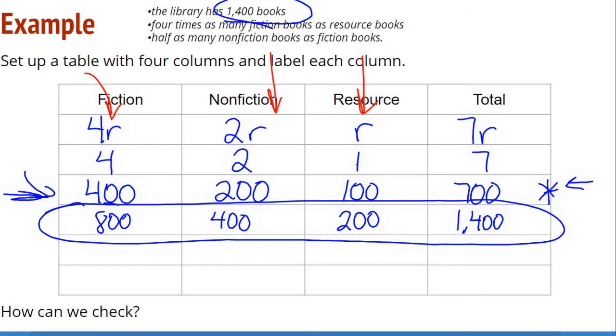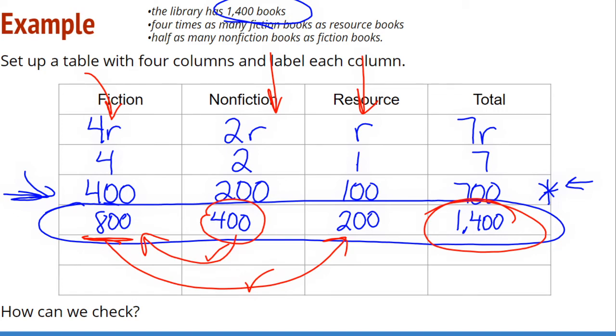All right, and now how can I check? Well, this goes back to the logic. Is the fiction 4 of the resource books? 200 times 4 is 800. Check. Are the nonfiction books half of the fiction books? They are. Check. Is my total number of books 1,400? It is. Check. So I have checked the 3 requirements that were outlined in the word problem, and everything checks out. I must be in a good spot here.